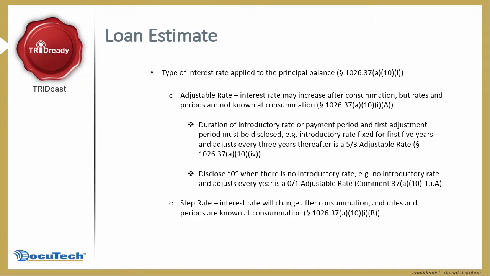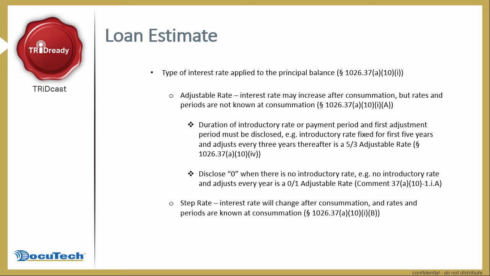There are 3 different kinds of interest rates that need to be accounted for. The first one is an adjustable rate, the second one is a step rate, and the third one is a fixed rate. Under the adjustable rate, the interest rate may increase after consummation, but the rates and periods are not known at consummation. So the duration of the introductory rate or payment period and first adjustment period must be disclosed. So an example would be that an introductory rate is fixed for the first 5 years and adjusts every 3 years thereafter.